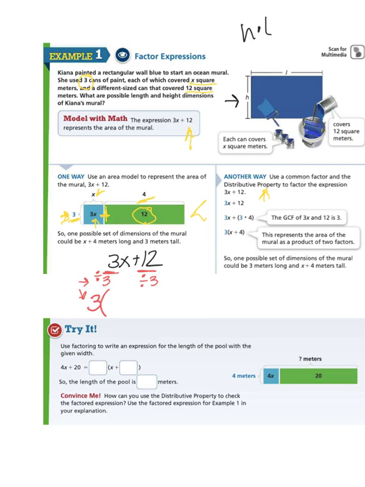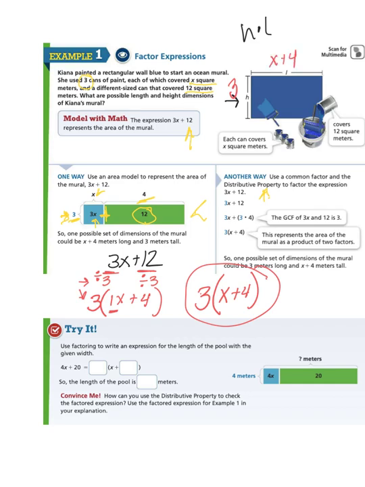Well, 3 divided by 3 is 1. So you're left with 1x plus 12 divided by 3 is 4. Okay, remember you do not need to write this 1 in front of the x. So what are you left with? 3 parentheses x plus 4. That is indeed the expression factored. So the possible dimensions of the mural could be 3 tall by x plus 4 long.